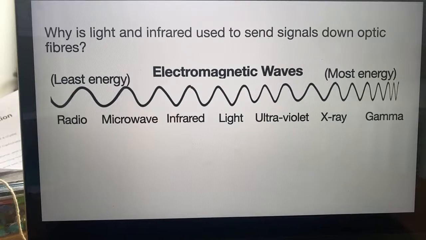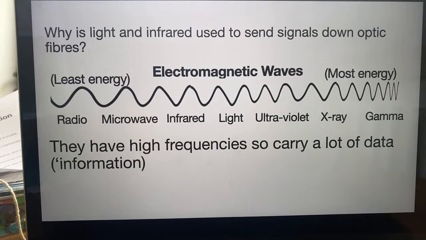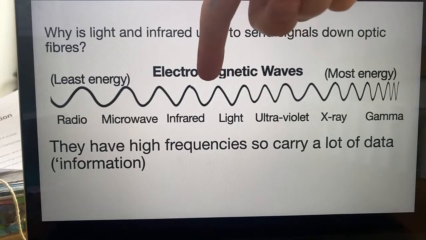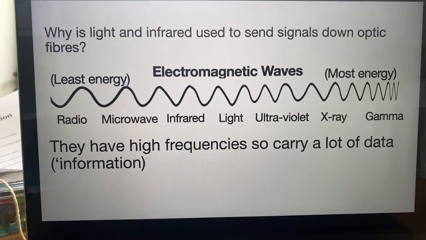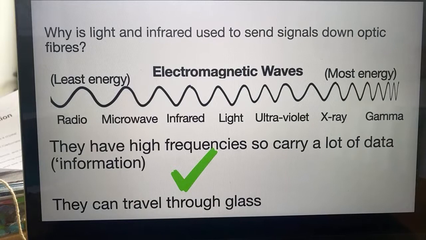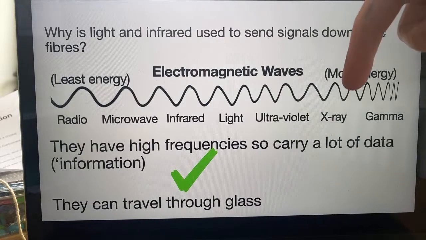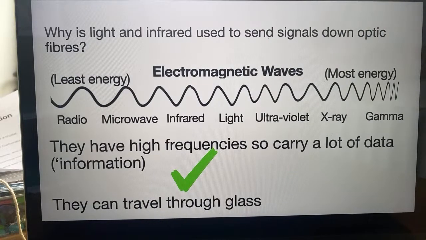The first one we have already mentioned. They've got very high frequencies, so they carry a lot of data. Well done if you got that. So in that case, why wouldn't you use something with even higher frequencies? Well, they can travel through glass. X-rays actually can't travel through glass terribly well. You can pick up glass on an X-ray because it blocks the X-rays, so that's not very useful for something that's got to travel through a glass tube. So those are the two reasons that you have to remember.